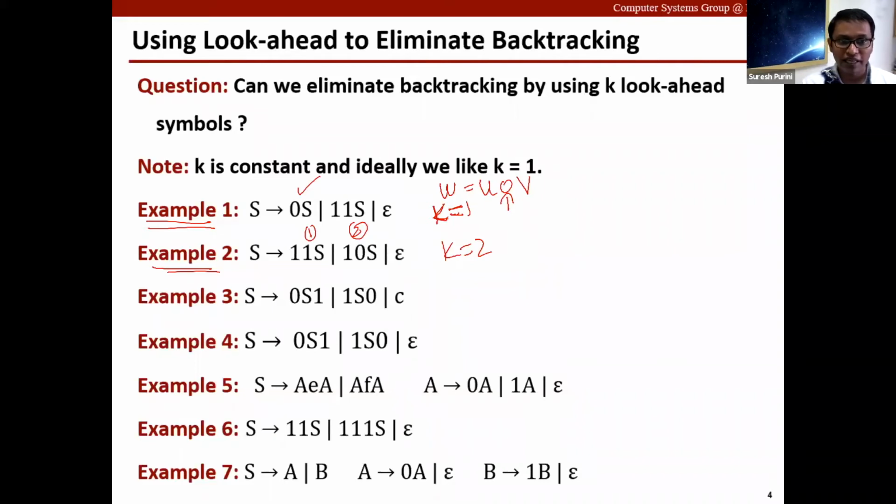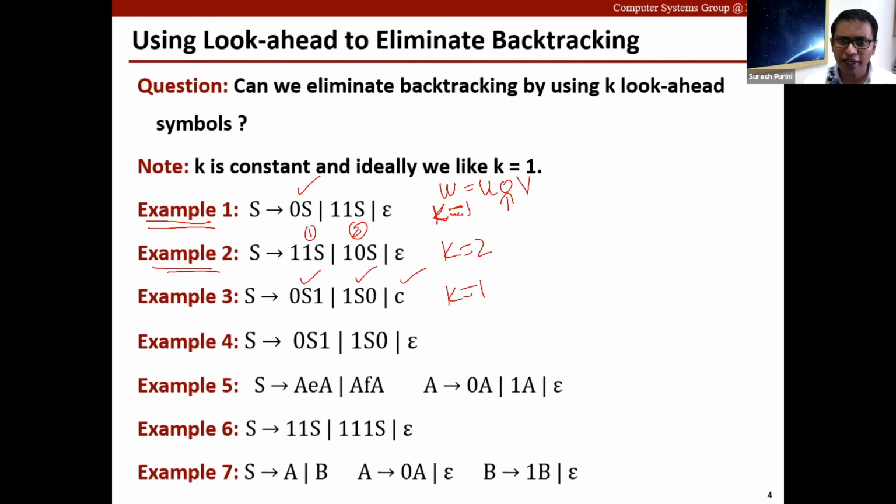So now coming to example 3. This example 3 is a very simple example, but it's very interesting. If the next input symbol is 0, use the substitution rule 1. If the next input symbol is 1, use the substitution rule 2. If the next input symbol is C, use the third substitution rule. So this is the idea. Again, with K is equal to 1, that is with one lookahead symbol, we will be able to eliminate backtracking.